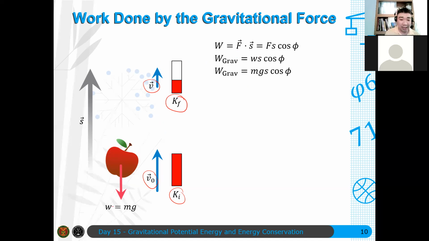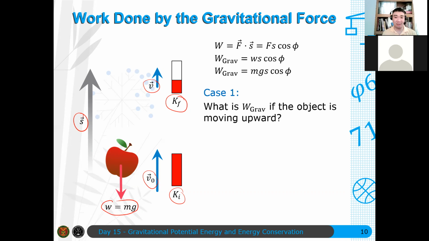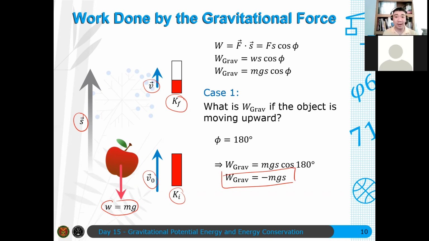Ang direction ng weight ay downward, pero ang direction ng displacement ay upward. Therefore, what's the angle between them? Ano yung angle between them? 180. Yes, 180 degrees, right? They are anti-parallel to each other. So if the object is moving upward, the angle between them is 180 degrees. And thus, we can say that the work done by gravity is negative mgs. It's negative kasi opposite yung direction ng gravitational force at saka ng displacement ng object. So, hence, the work done by gravity is negative.